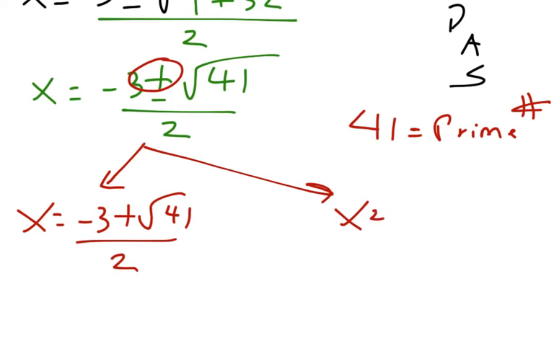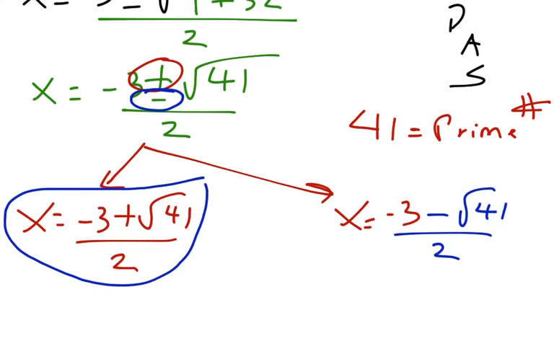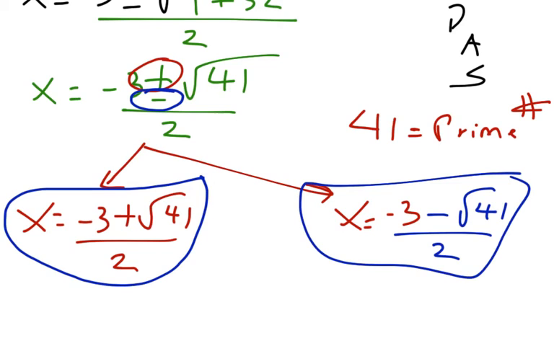The second answer is going to be -3, instead of the plus, I'm going to use the minus, square root 41, over 2. If there's anything that I can reduce, I reduce. If there's nothing that I can do with this, I leave my answers like that. And those are your true answers for the quadratic equation. I hope you understand. Review, please. Have a beautiful day.